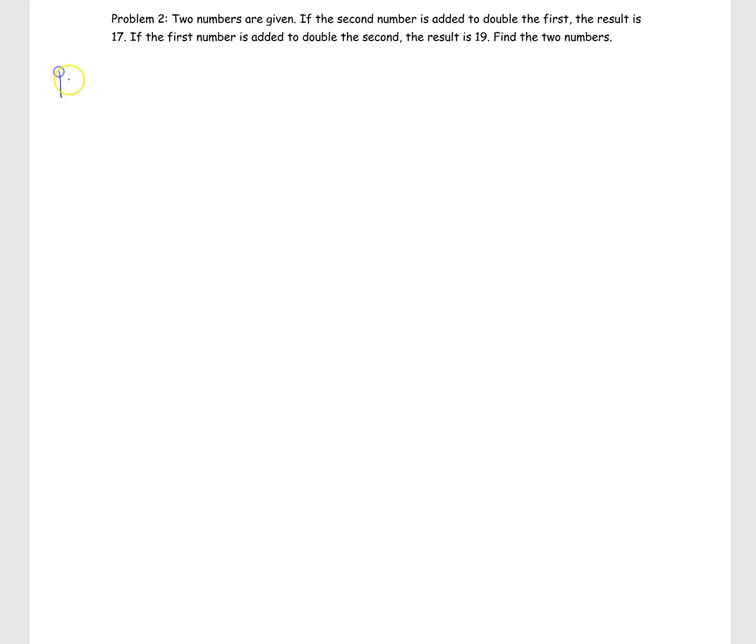So I'm going to say that my first number is x, and my second number is y. And then we can come up with some equations from what we've been told in the question. So the question says, if the second number, which is y, is added to double the first, so that's plus 2 times x, the result is 17. So that equals 17. And then the next part of the question says, if the first number, so that's x, is added to double the second, so that's plus 2 times y, the result is 19.